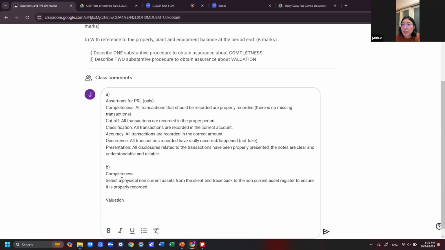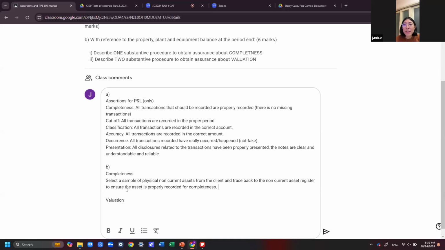Select the sample of physical non-current asset from the client and trace back to the non-current asset register to ensure it is properly recorded. I would probably even write to ensure for completeness.